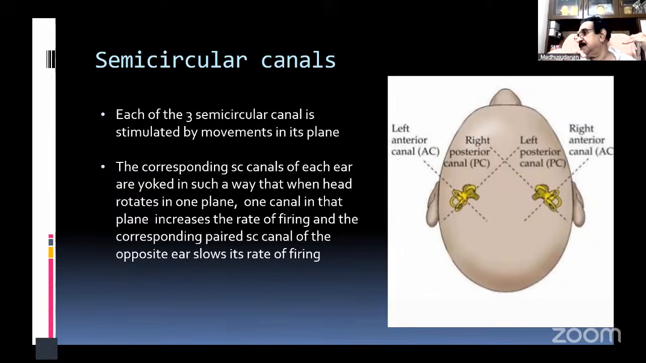When the right is stimulated by turning the head to the right side, the left canal gets inhibited, and vice versa. That is how the canals are oriented. Similarly, when one anterior canal is stimulated, the corresponding pair, that is the opposite posterior canal, is inhibited. That is how the arrangement is set, so that the corresponding pair is inhibited.